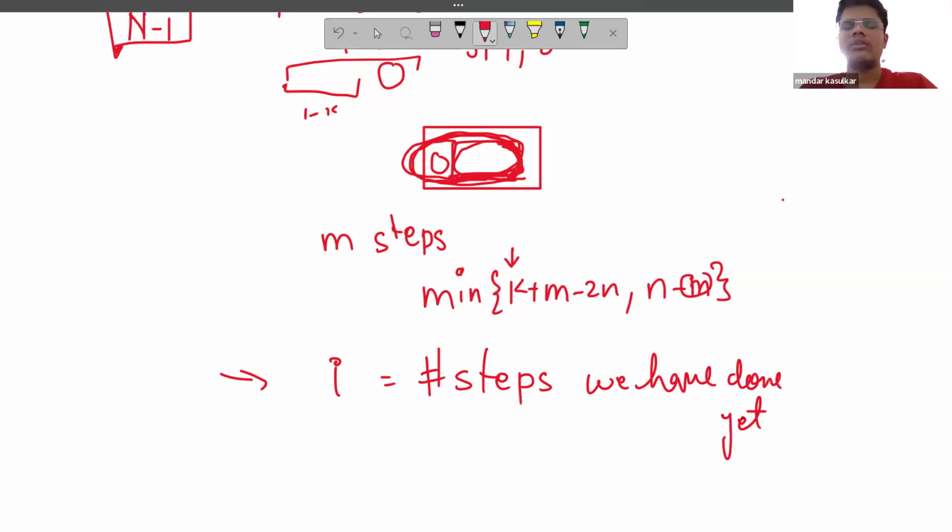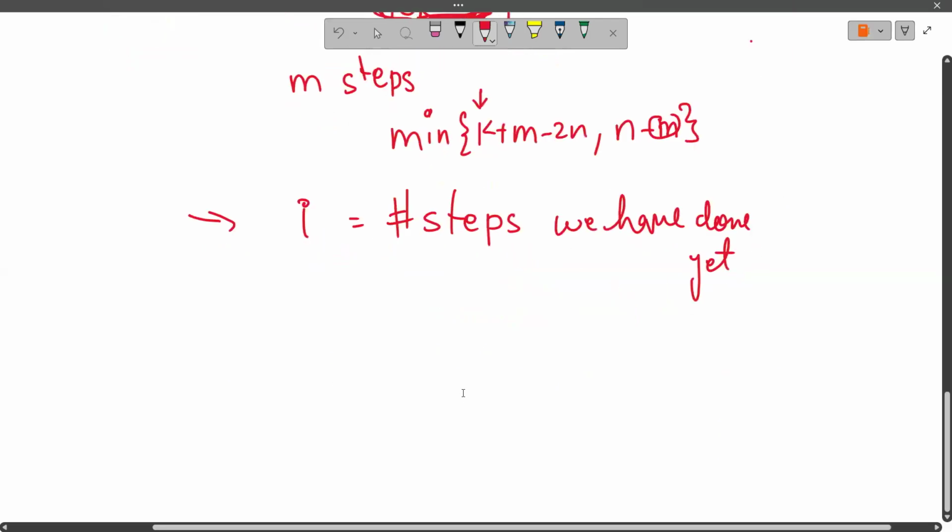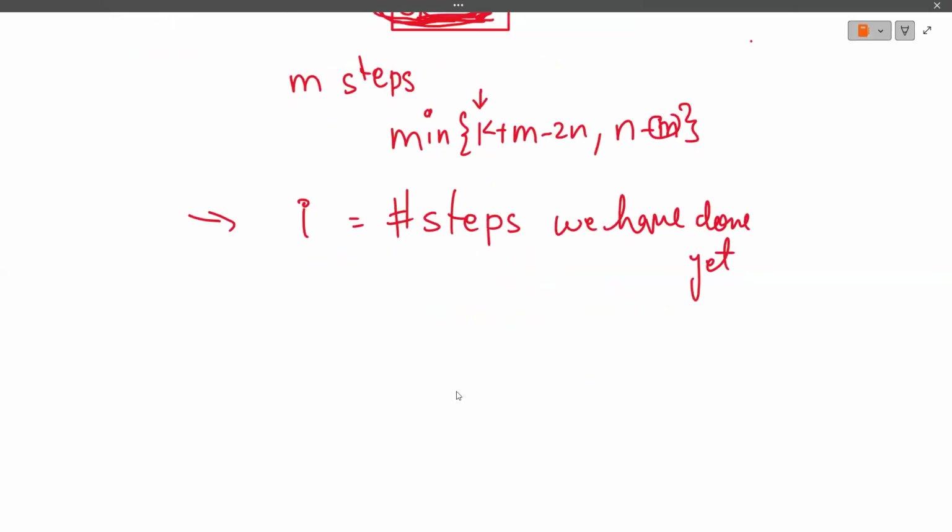When is yet exactly? Right now, till now. What I mean is that until we have got all our k zeros over there, or until k plus 1, I'm not sure. No, right now we are doing a total of capital N minus 1 moves, right? So we have done i moves till now. Okay, fine.